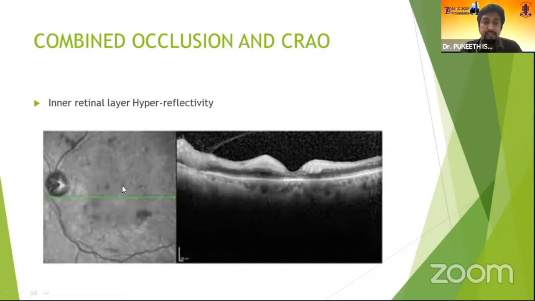So this is another patient where you think it is a vein occlusion, but when you do the OCT at the macula, you find this inner white hyperreflectivity of the inner retina. This means it's an ischemic inner retina with retinal edema. This is seen in CRAO or combined occlusion, that is artery plus vein occlusion. So you can pick up a combined occlusion on this OCT scan because of this inner hyperreflectivity.